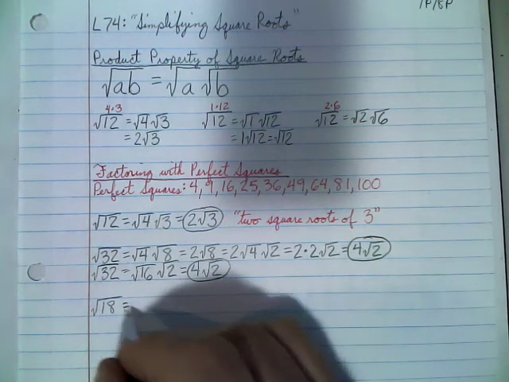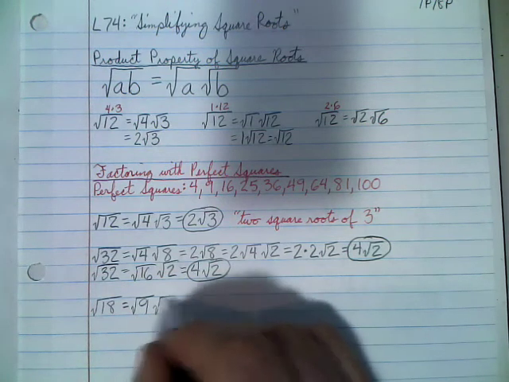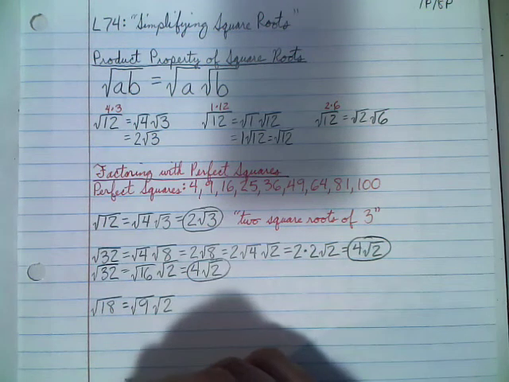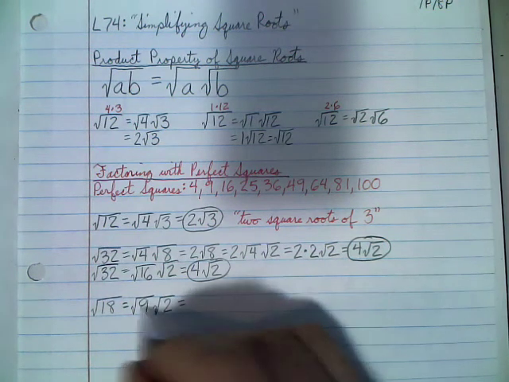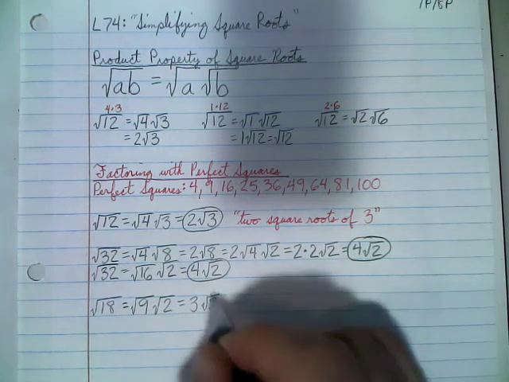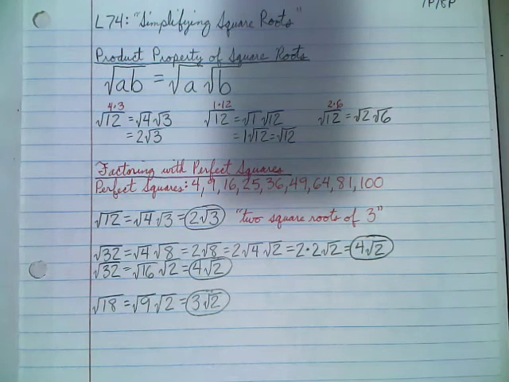So here I go. Perfect square that goes into 18 is 9, and it's going to be 9 times 2, that will give me back my 18. So square root of 9 reduces down to just being a 3, and then square root of 2 is, well, just stuck as itself. So the square root of 18 is really 3 square roots of 2.